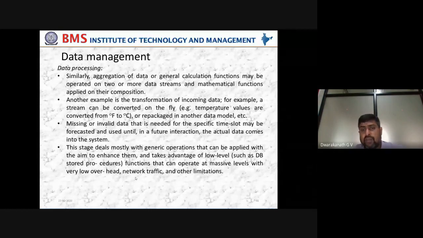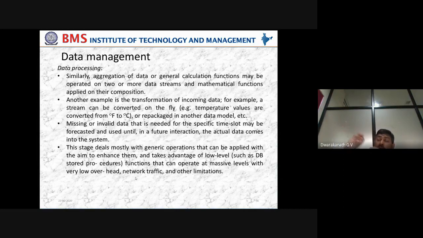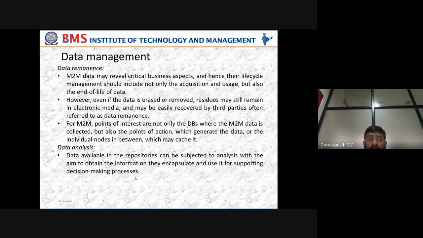This stage deals mostly with the generic operations that can be applied with the aim to enhance them, and it takes advantage of low-level features, such as DB stored procedures and functions that can operate at massive levels with very low overhead, network traffic and other limitations. Next, this stage deals mostly with generic operations. What are these generic operations that can be applied with the aim to enhance them? I need this particular operation. I want to enhance this type of data always in my project. So for that, what functions should I apply and how should I make my data represented in that particular way? Next, continuing with data remembrance.